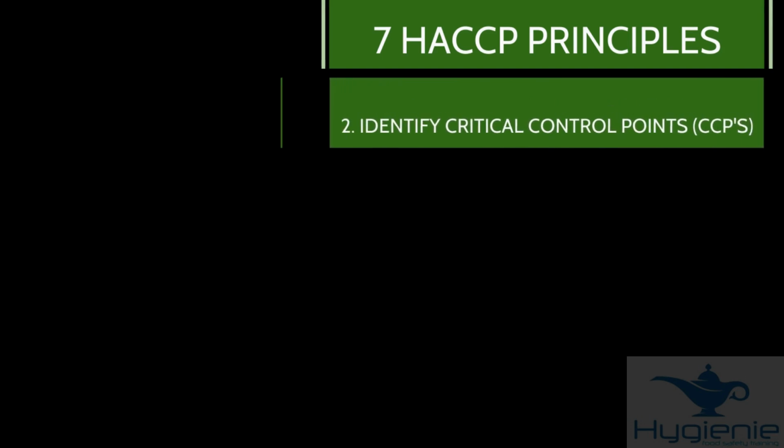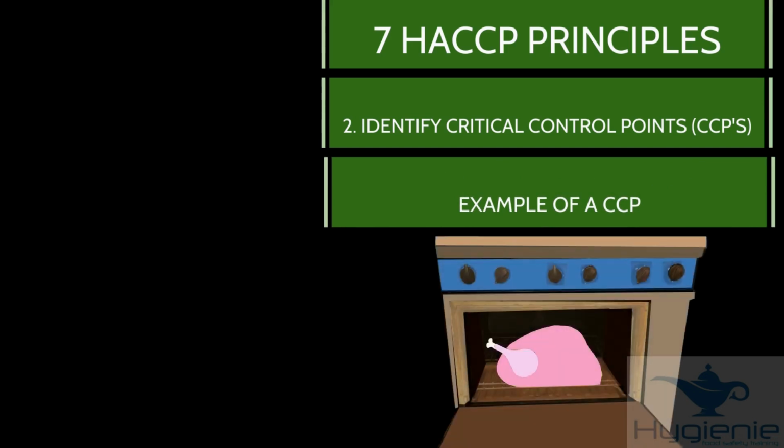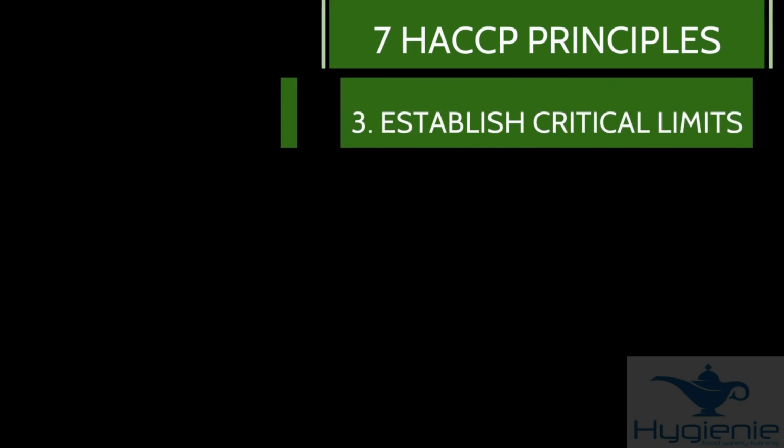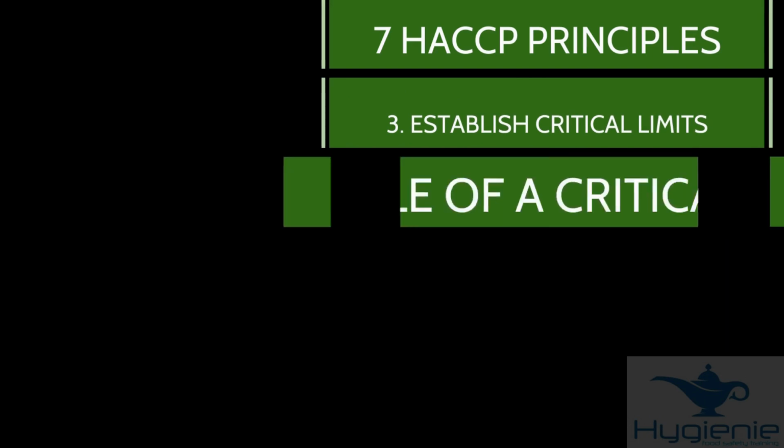Step 2. Identify critical control points. These are the points in the system that are essential for food safety. If they are controlled, the food will be safe to eat. An example of a CCP is cooking the food. 3. Establish critical limits. This is the line between safe and unsafe. An example of a critical limit is 75 degrees C as a cooking temperature.